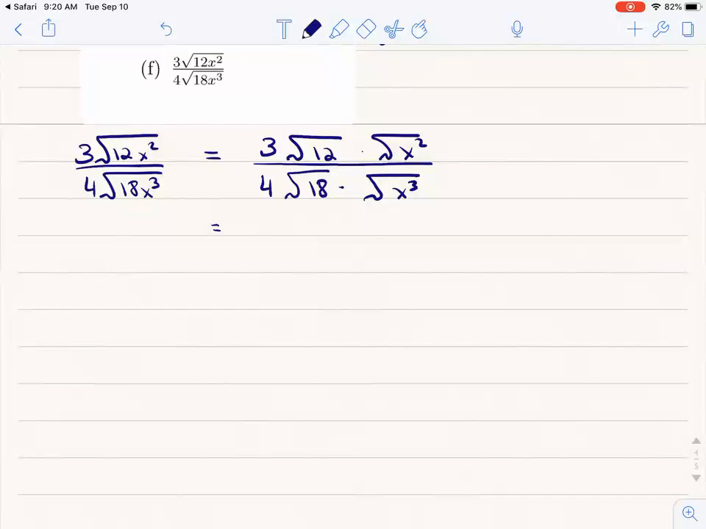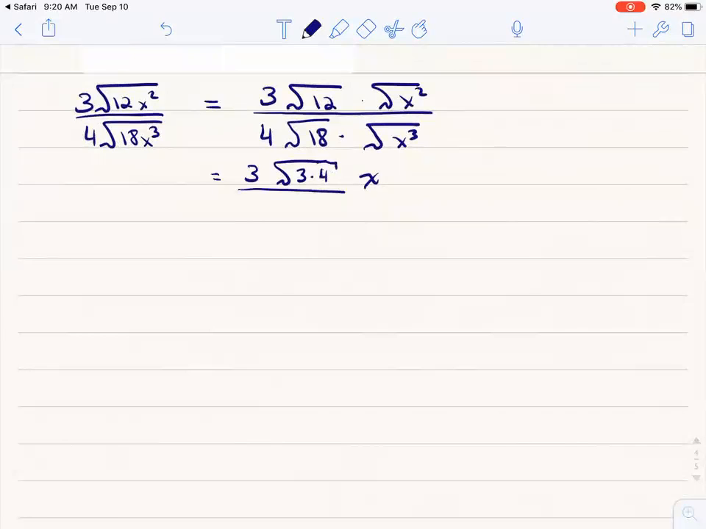And so what we do is we have 3 times the square root of, oops, not 12. We just said 3 times 4. And then I'll just write x, because we just went through and said the square root can be just 1 over 2. X to the 2 over 2 is just x to the 1, so you have x. Over 4 times 9 times 2.